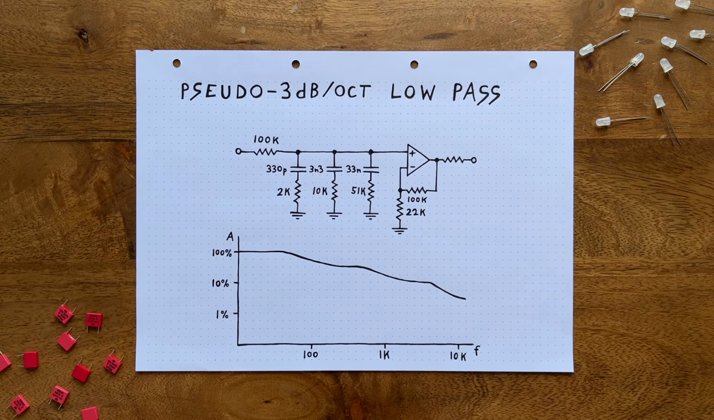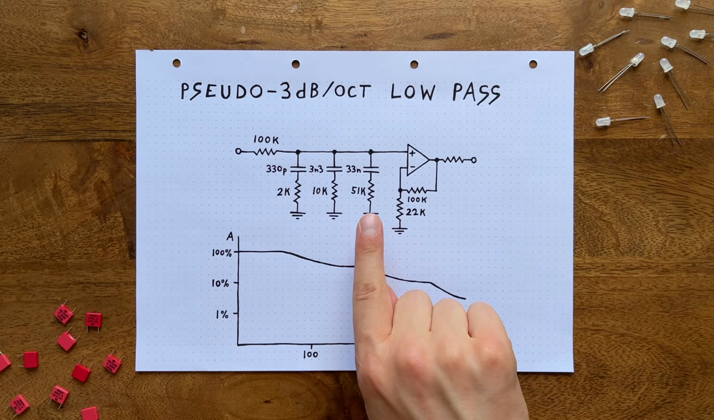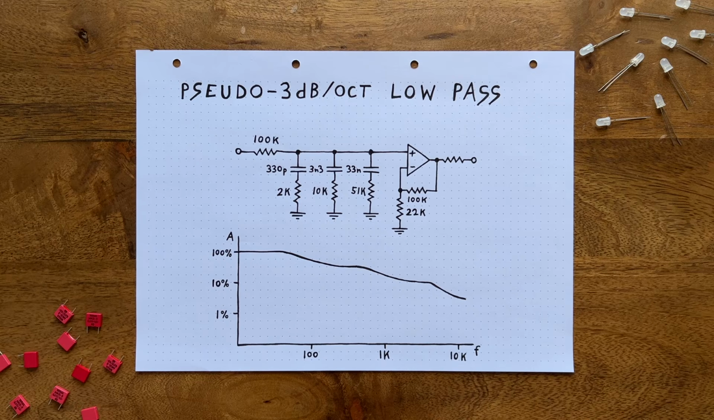Next, we'll need to figure out how to add more slopes to it. Thankfully, doing that is really straightforward. All we have to do is add in more capacitor and resistor pairs in parallel with the original one. Now, if we fine-tune their values, we should get a combined slope that looks like this.